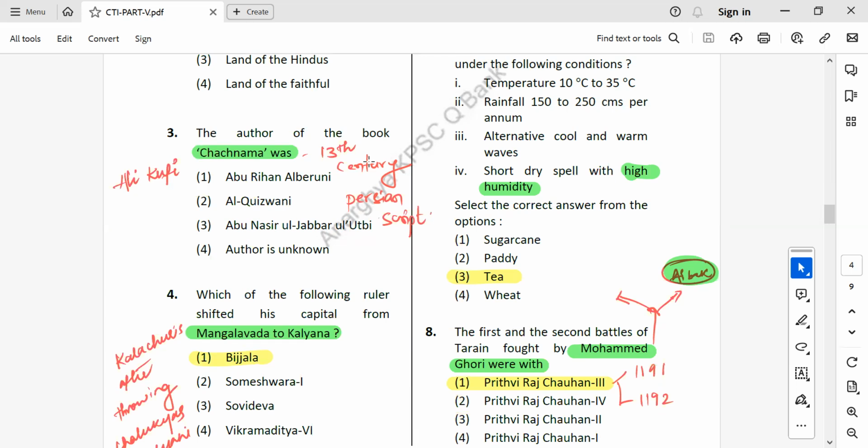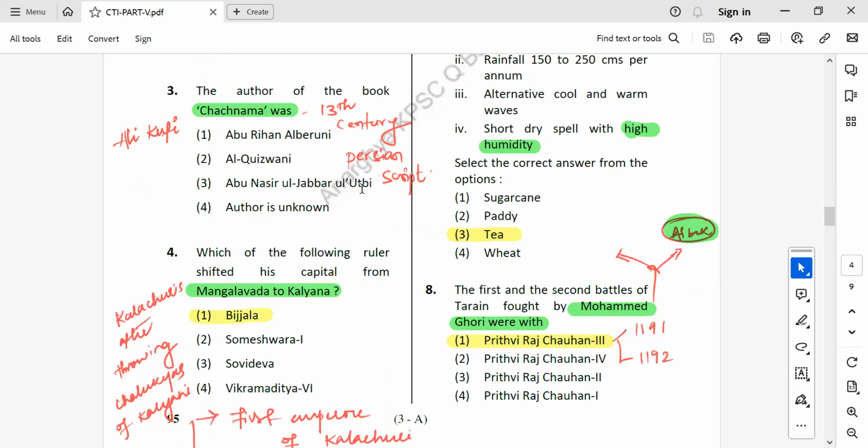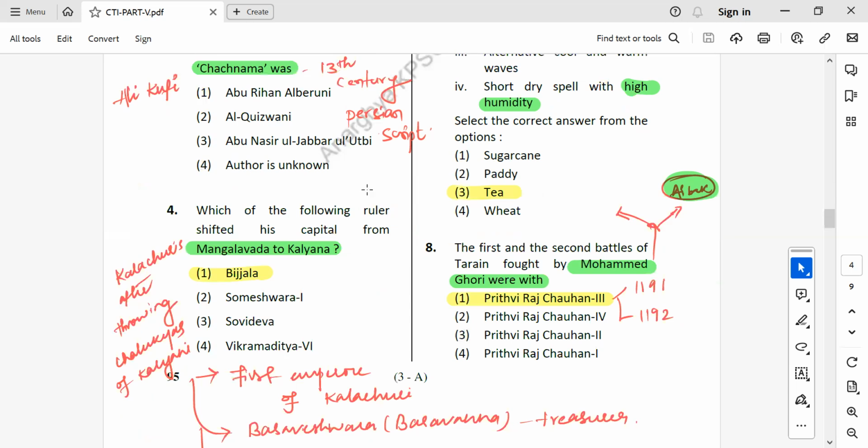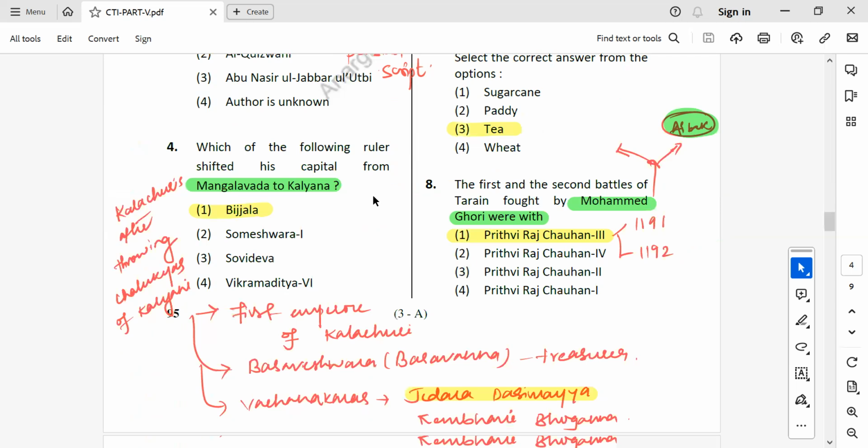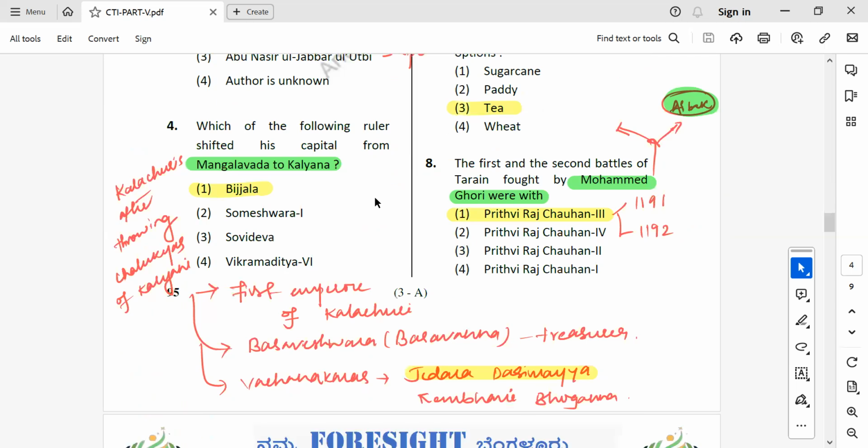The book's author was unknown, but it was translated into Persian by Ali Kufi in the 13th century. This is directly taken from the NCERT book, so this much is important. Because for medieval India, we won't be focusing much, and only important aspects we'll be focusing on here. Yeah, here this is very important. The following question is very important.